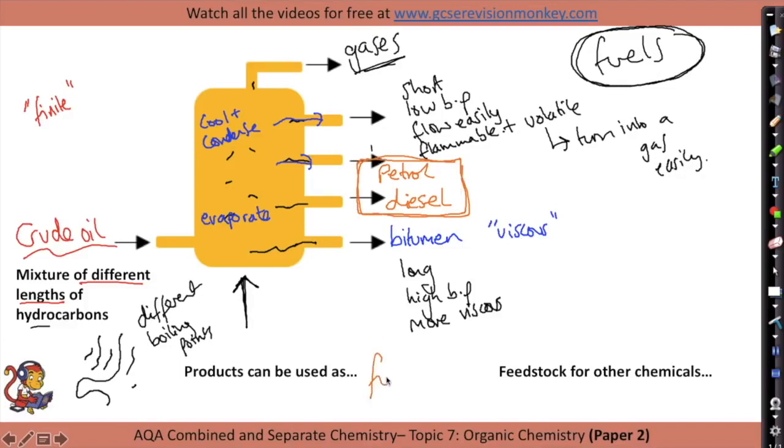Whilst most of these products are used as fuels, like we said, they're also described as a feedstock for other chemicals. That means they are the starter products for making other important things such as polymers, which are plastics, and lubricants.